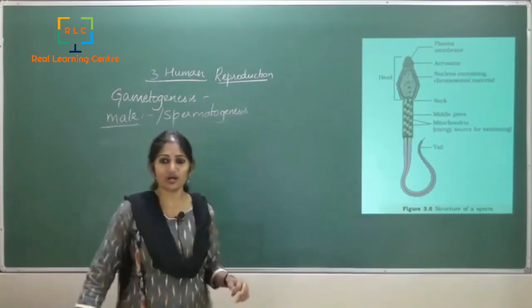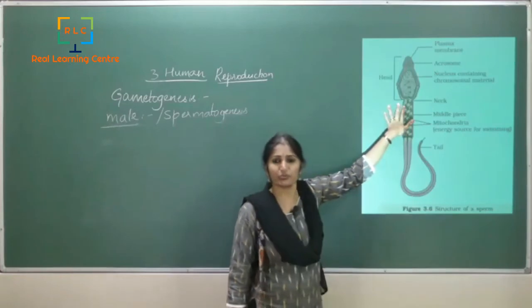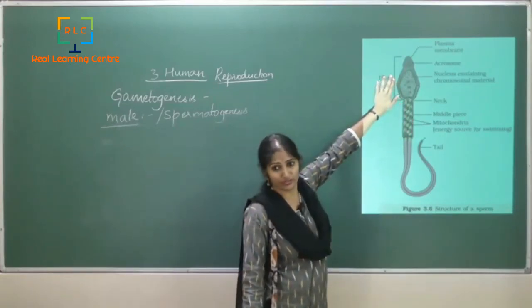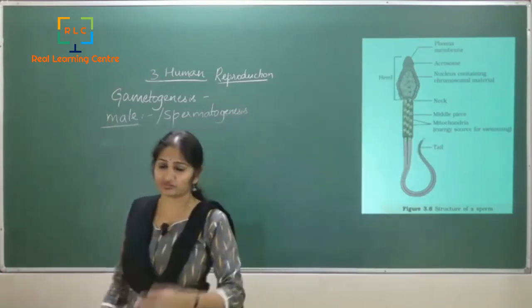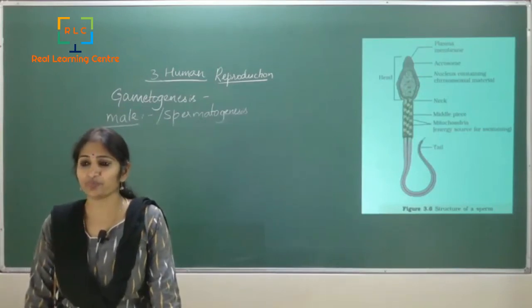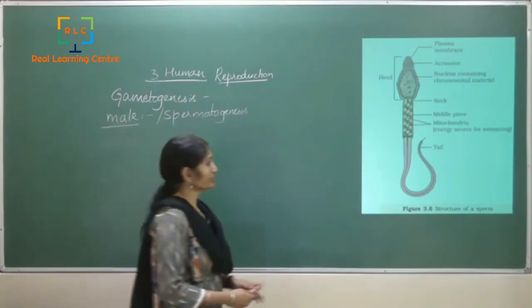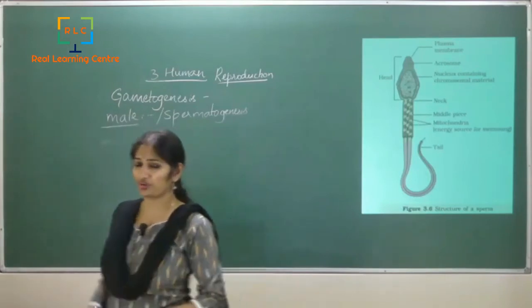Okay, now comes this region which is the neck. Neck is again very important because it is through this that the nucleus or the head is attached to the middle piece. Not more than that function we see there. Then comes the middle piece. Now the middle piece, you see, is very rich in mitochondria.